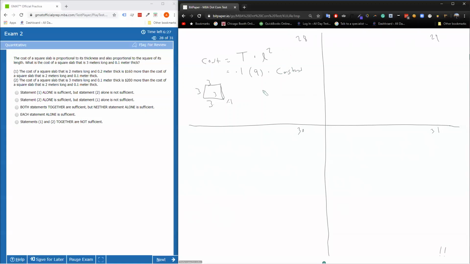The cost of a square slab that is 2 meters long and 0.2 meters thick is 160 more. So that means 0.2 times 2 squared, which is 4, times some constant is equal to 0.1 times 4 times the same constant plus 160.